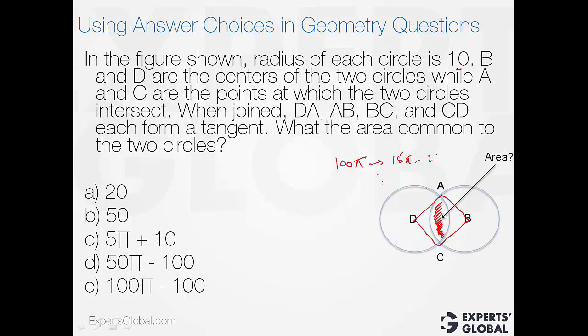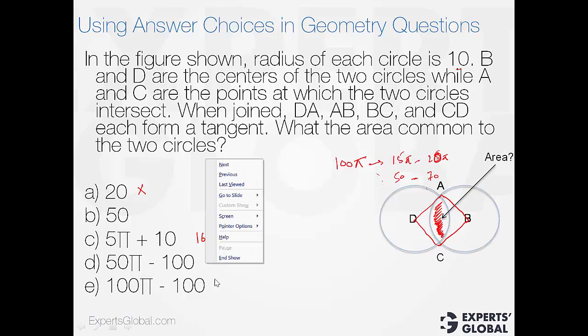It's definitely not 25%, less than that. So 20 pi. 15 pi would be roughly 50, and 20 pi would be roughly 70. So my answer has to be between, say, 50 and 70. And now let's look at the answer choices. 50 to 70, 20 can go. 50 pi would be like, this is like 160 plus. This can go. 50 pi minus 100 is like this is around 50, 60. This is in the range. This can stay.